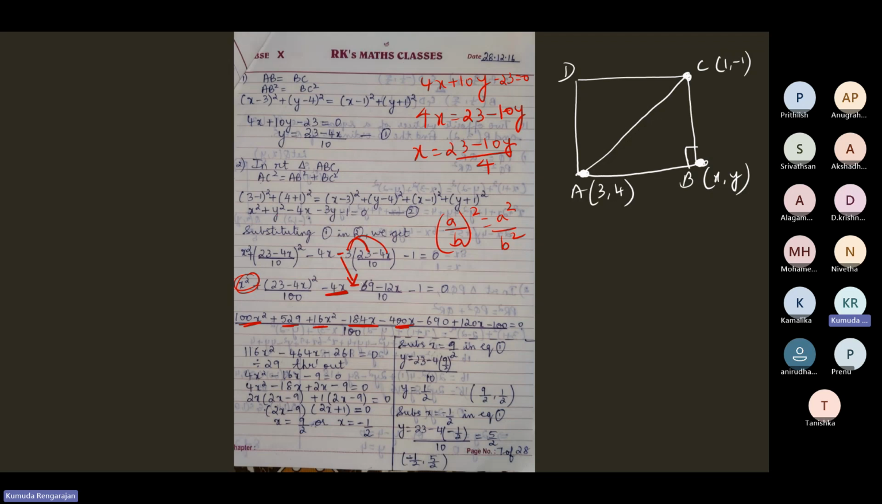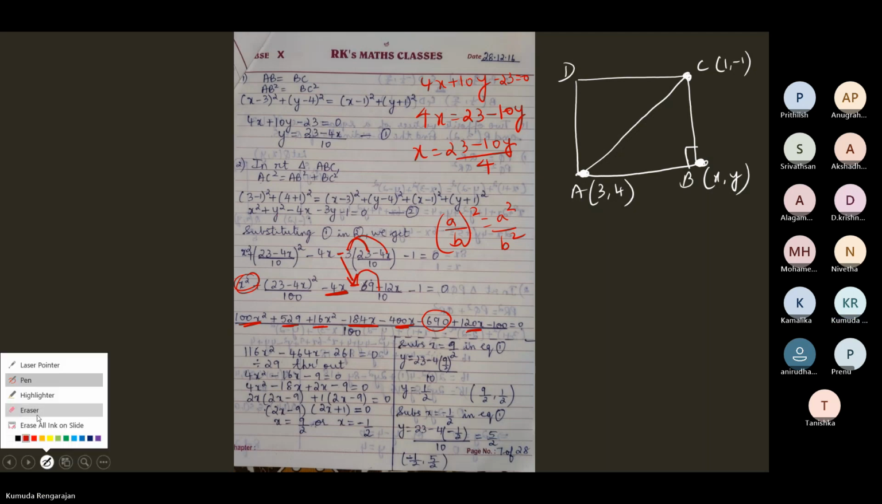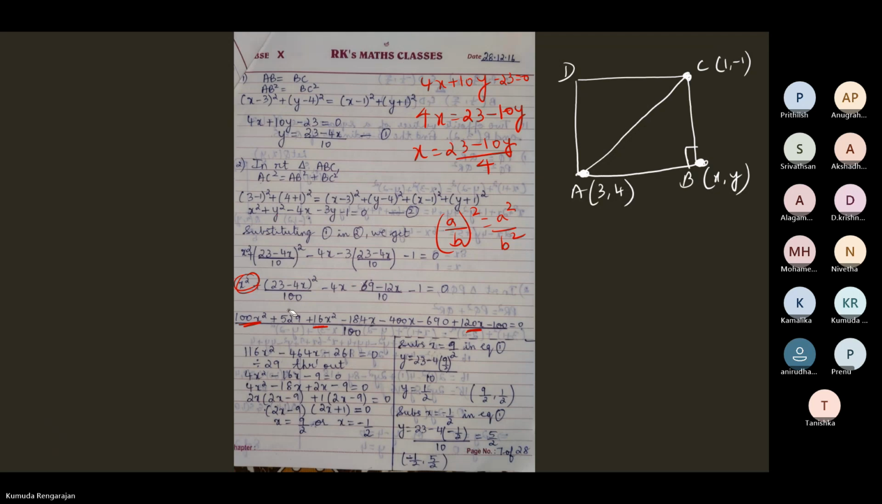Now you're taking the LCM. So into 10, when you multiply this by 10, you will get minus 690. See here, minus 690, minus into minus plus 12x into 10 is 120x. Minus there is 1 here, so into 100 because 100 is the LCM. It's by 1, so into 100. So minus 100 is equal to 0.